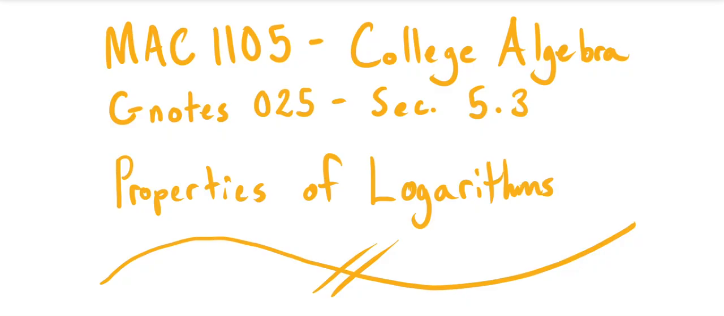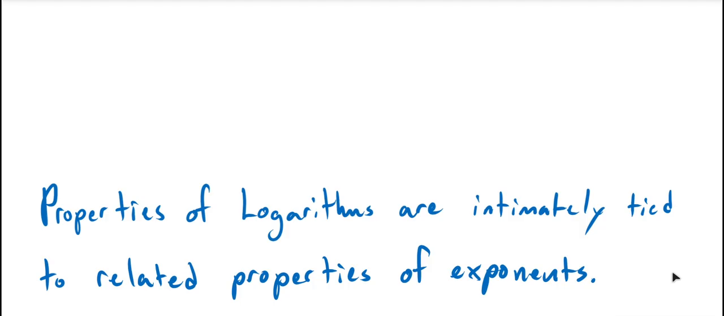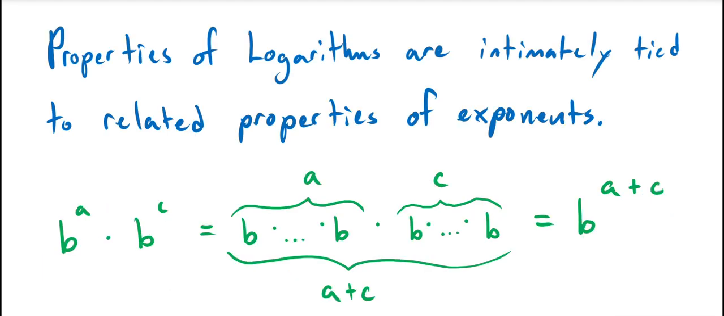These are guided notes number 25 in the series on section 5.3, Properties of Logarithms. The properties of logarithms are tied almost one for one to the related properties of exponents. Let's do a really quick review here of some of the basic ones.